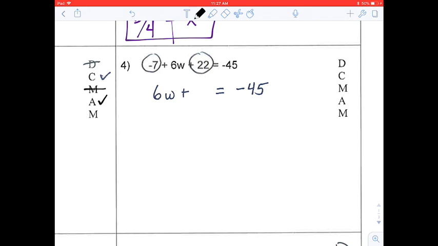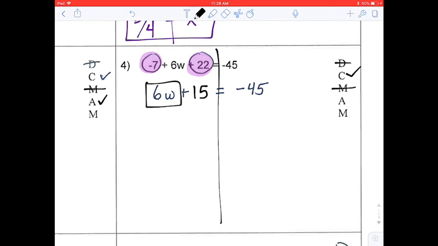Number 4, it looks like they've started the process of combining like terms for me. I don't think I need to distribute because I don't see any parentheses. I do see some like terms. -7 plus 22 is a positive 15. 6w does not combine with anything, and -45 does not combine with anything. So we did all of our combinations. We don't need to move any variables because there's only one w.